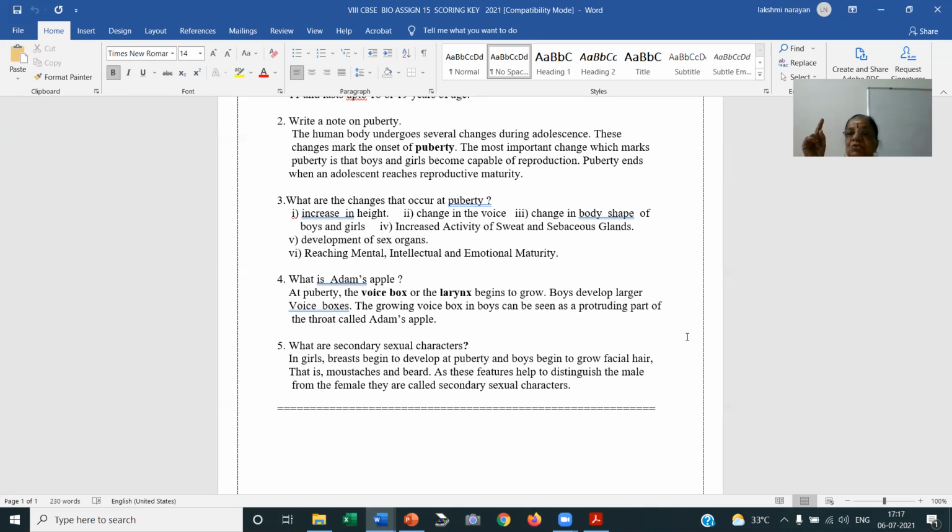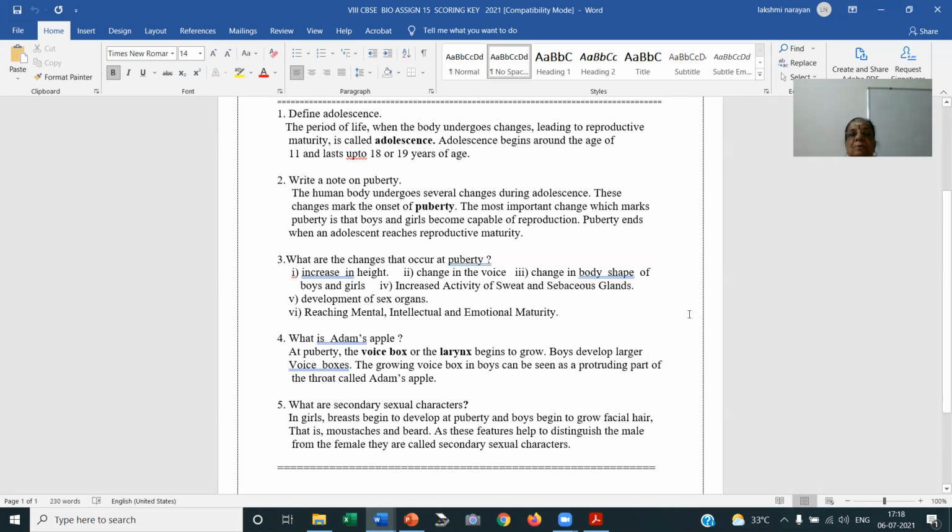You should be clever enough to handle a difficult situation, especially in your friend circle. And then Adam's apple. What are secondary sexual characters? In girls, breasts begin to develop at puberty, and boys begin to grow facial hair, that is beard and mustache. As these features help to distinguish male and female, they are called secondary sexual characters.